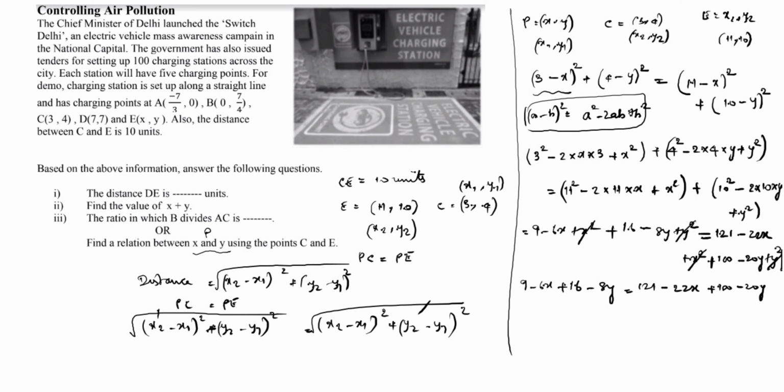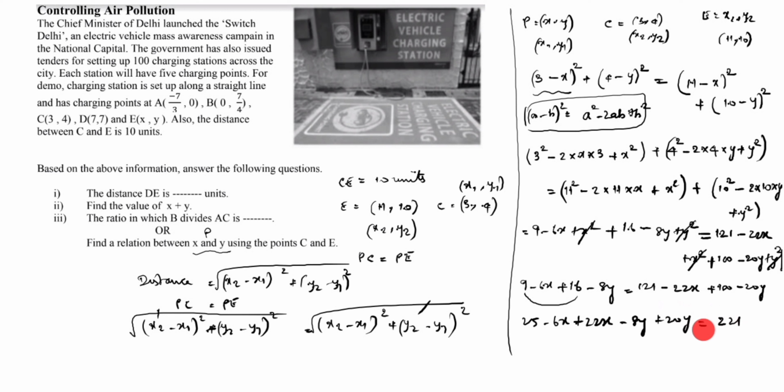So 9 plus 16 is 25 minus 6x. You see here, this is 22x, so bring it this side, so plus 22x minus 8y. This minus 20y comes this side as plus, so plus 20y is equal to 221. 100 plus 121 is 221.